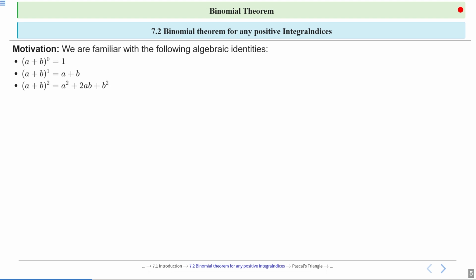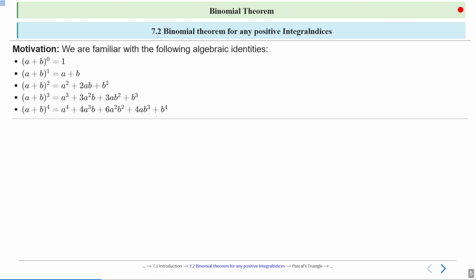Next, we have a plus b whole square, which is equal to a square plus 2ab plus b square. Now, let's examine a plus b whole cube. This is equal to a cube plus 3a square b plus 3ab square plus b cube. Finally, we have a plus b whole to the power 4. This is equal to a to the power 4 plus 4 times a cube times b plus 6 times a square into b square plus 4 times a into b cube plus b to the power 4.